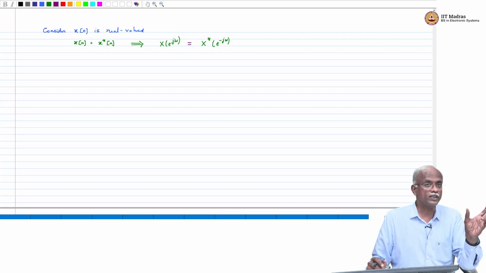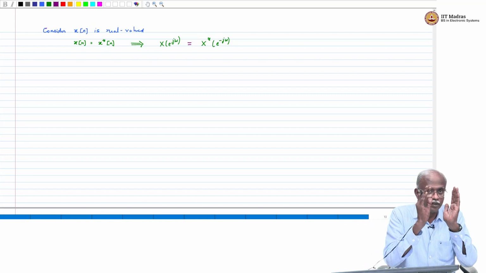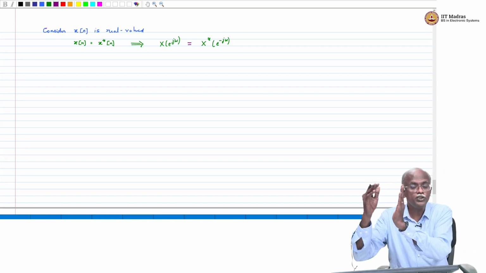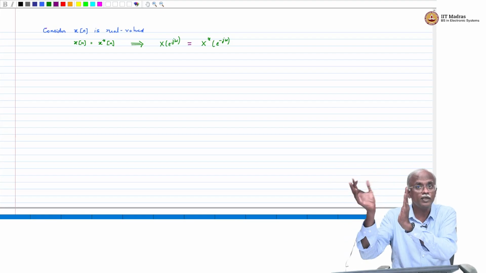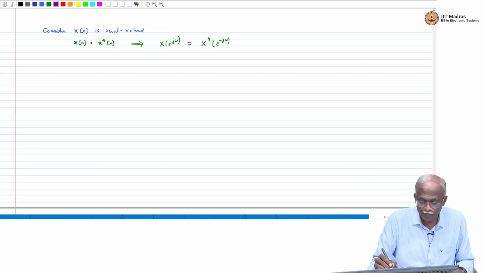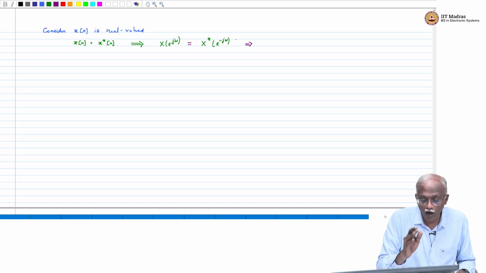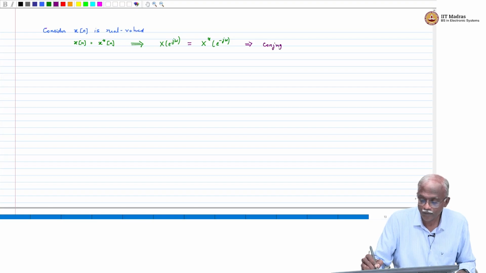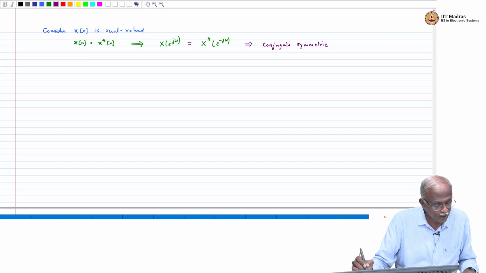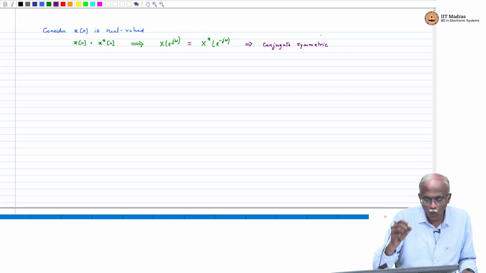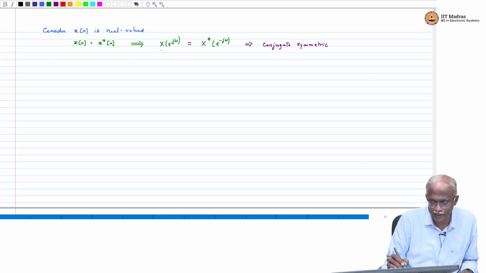Whenever a complex sequence satisfies this property, that the value of the sequence is equal to the conjugate with the variable time reversed, then this particular sequence is called conjugate symmetric. So this means the discrete time Fourier transform of a real valued signal is conjugate symmetric. Very interesting result. It's also a very powerful result. Why is it powerful? Because it gives us some very interesting insights.